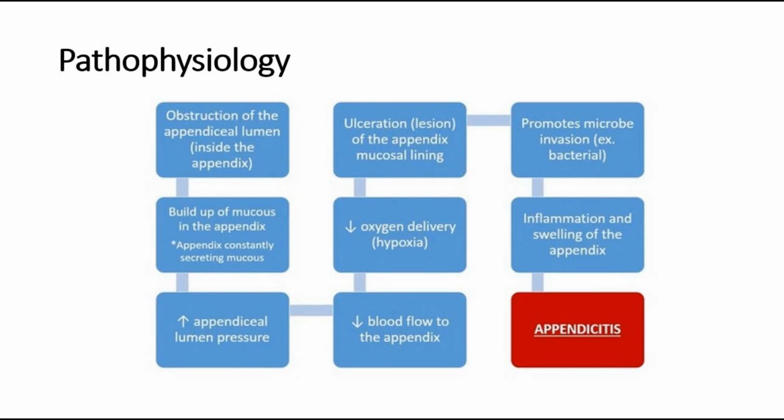For pathophysiology, at first, it is caused by the obstruction of the appendiceal lumen, which is inside the appendix. This will cause build-up of mucus in the appendix, which later increases the appendiceal lumen pressure, and this will reduce blood flow to the appendix, reduce oxygen delivery, causing hypoxia, and later causing ulceration of the mucosa lining of the appendix. When there is ulceration of the mucosa lining, this will promote invasion of the bacteria, which further causes inflammation and swelling of the appendix, causing acute appendicitis.